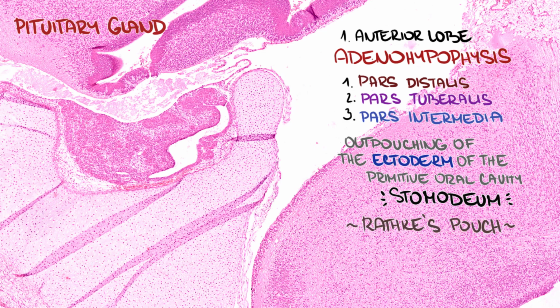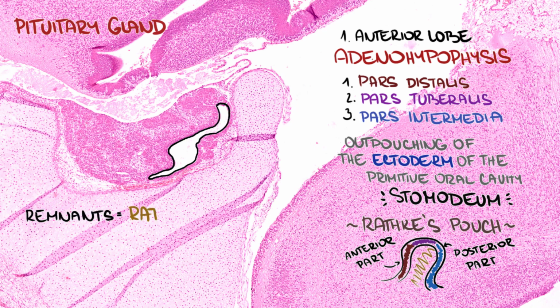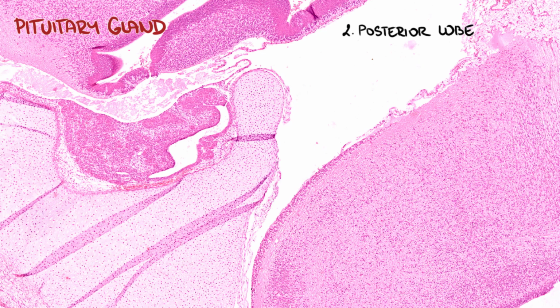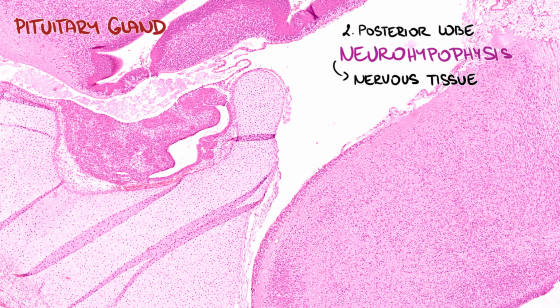The pars distalis and pars tuberalis arise from the anterior part of Rathke's pouch, and the pars intermedia is its posterior part. There is a cavity in between that can give rise to remnants called Rathke's cysts, which are a common finding in the pituitary gland in adults. The posterior lobe of the pituitary gland, or the neurohypophysis, represents the nervous tissue. It originates as an outgrowth of the diencephalon and remains attached to it by the infundibulum.